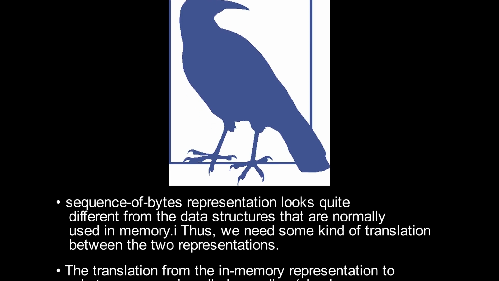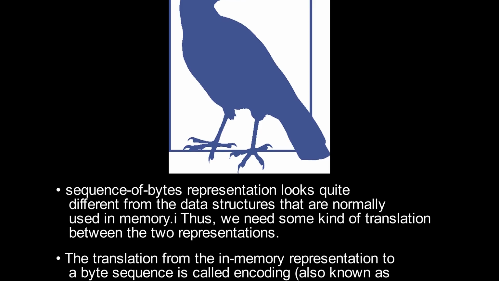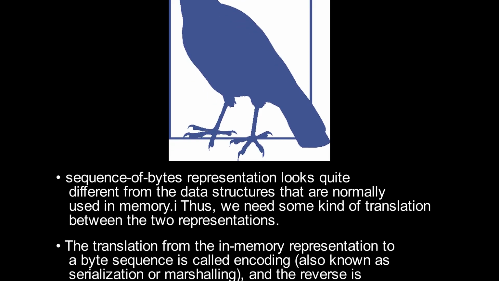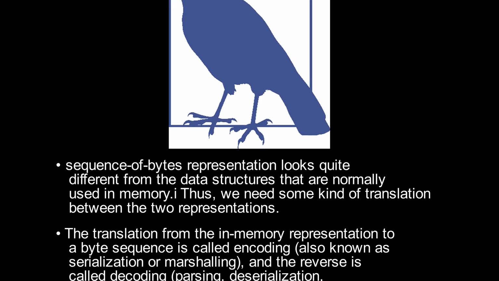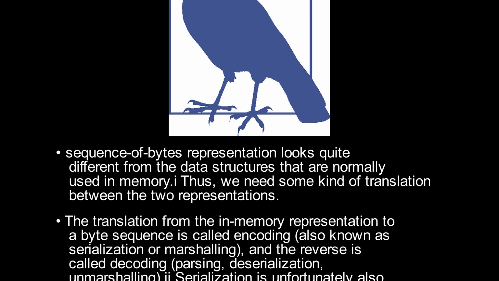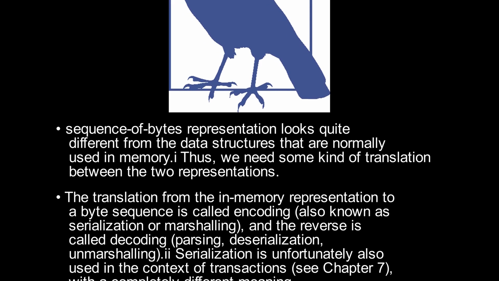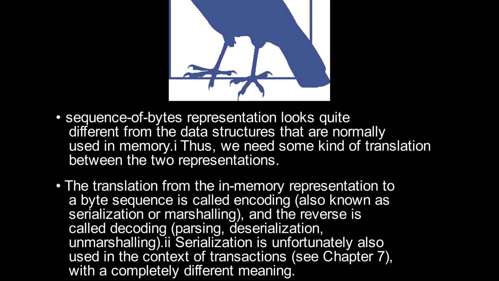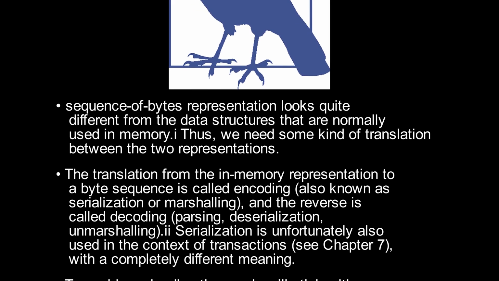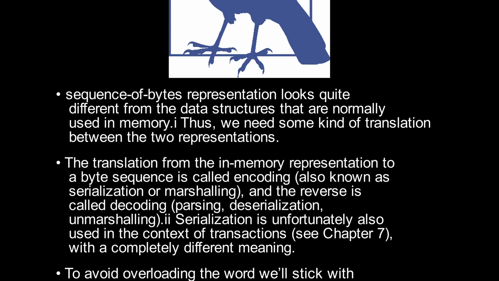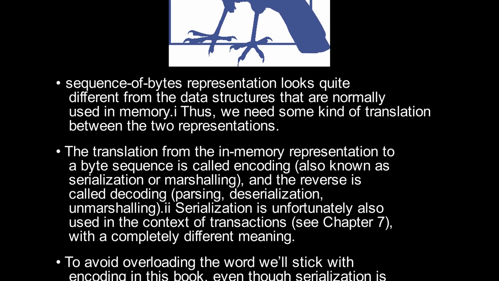The sequence of bytes representation looks quite different from the data structures that are normally used in memory. Thus, we need some kind of translation between the two representations. The translation from the in-memory representation to a byte sequence is called encoding, also known as serialization or marshalling, and the reverse is called decoding, parsing, deserialization, or unmarshalling.